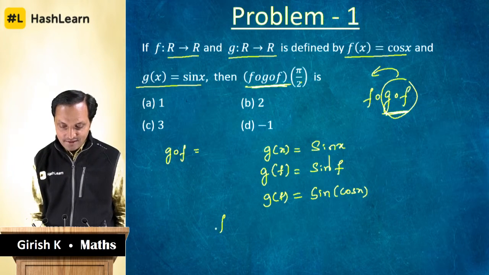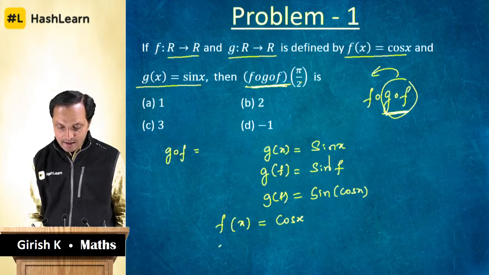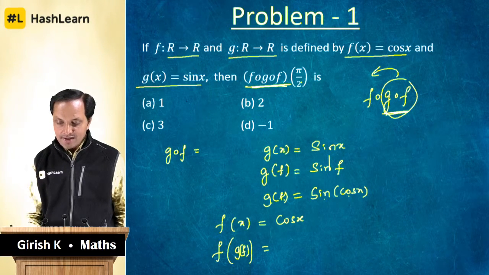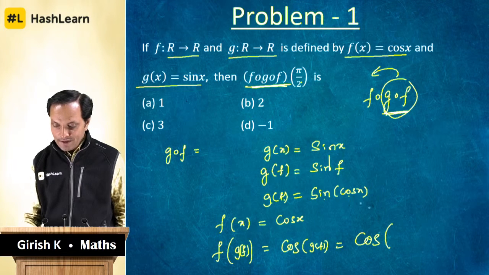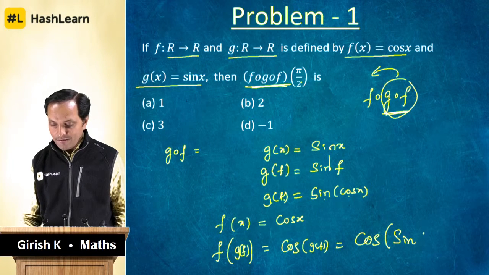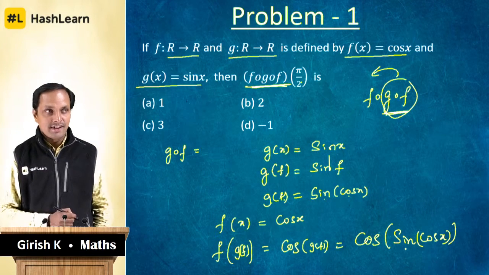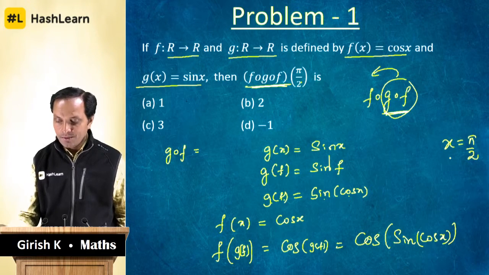So what is f of x? f of x is cos x, and what do you have to put in it? You have to put g of f. So substitute g of f here. g of f is sin of cos x, so it will become cos of g of f. So this becomes cos of g of f, that is cos of sin of cos x. Then you need to put x is equal to pi by 2.